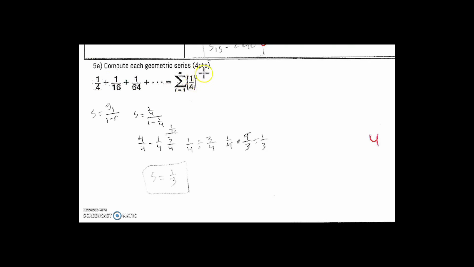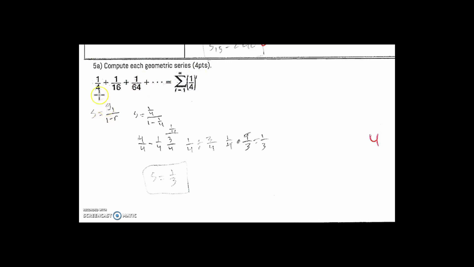i equals 1, put a 1 here, 1/4 to the first power, that's just 1/4. The second number in our list, i equals 2, 1/4 squared means 1/4 times 1/4, so you multiply the denominators and 4 times 4 is 16, so 1 over 16. And same thing if this was the third number in the list, 1/4 to the third power, that's 1/4 times 1/4 times 1/4, and that would give you 1 over 64.